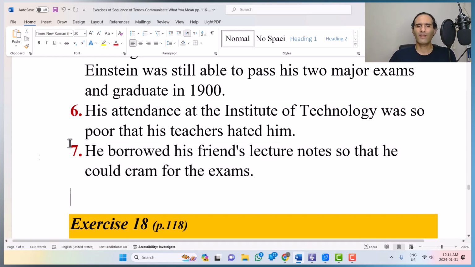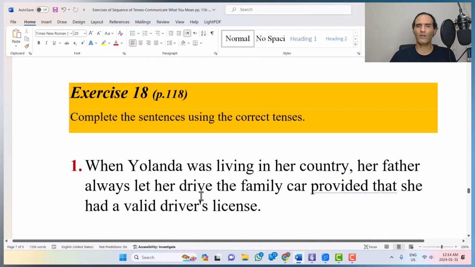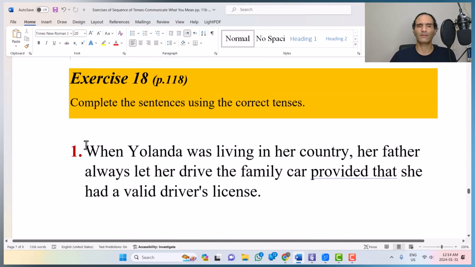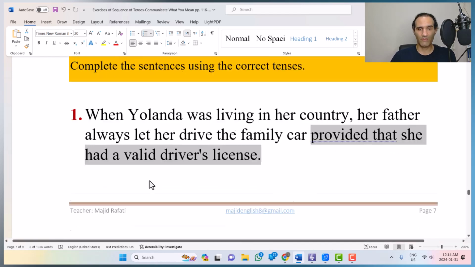Okay? And now, exercise 18, page 118, which is mostly centering on verb tenses. Complete the sentences using the correct tenses. Number 1. When Yolanda was living in her country, her father always let her drive the family car, provided that she had a valid driver's license. Provided that, or if.